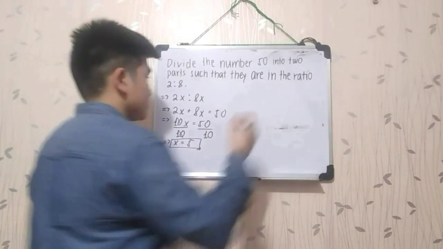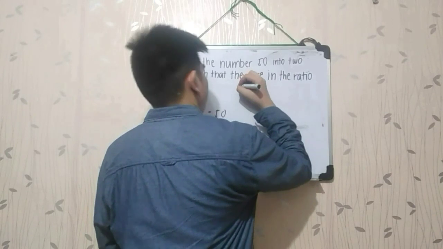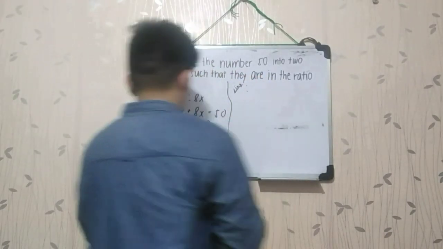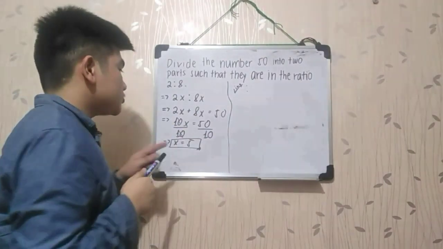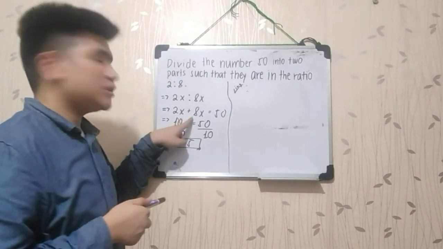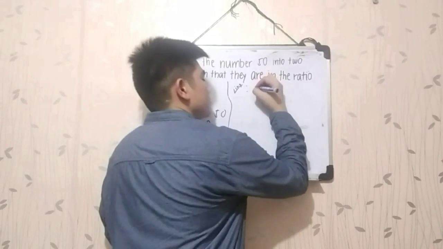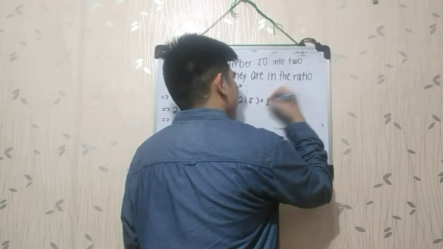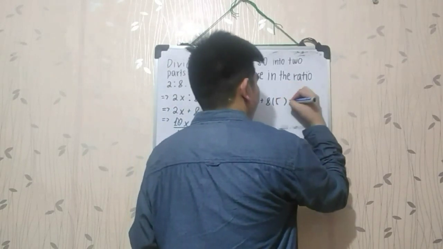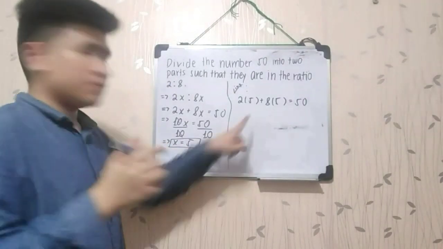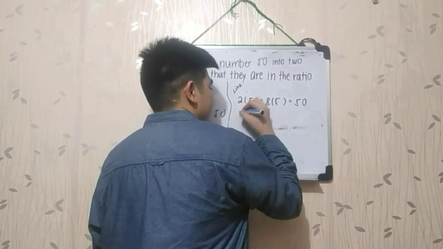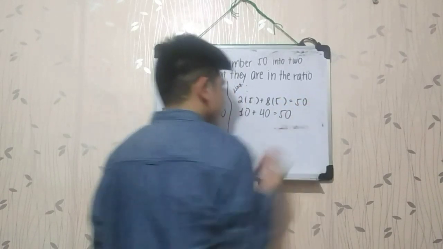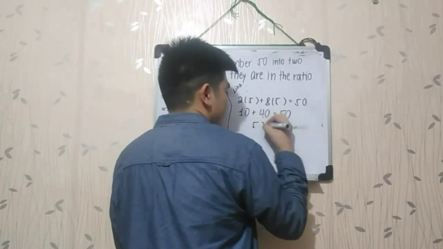Is our answer correct? Now, to actually check it, we need to substitute the value of x that we have found into this equation. Now 2 multiplied by x, which is 5, added to 8x, substituted again, so it will be 5, is equal to 50. So now, 2 times 5 is 10, added to 8 times 5 is 40, equal to 50. Now 10 plus 40 is 50.